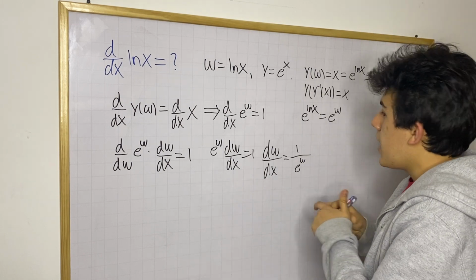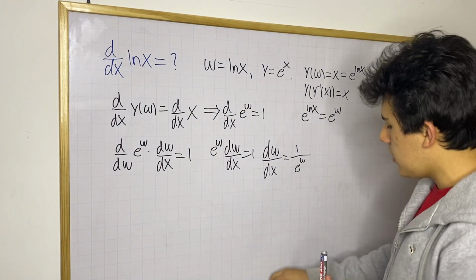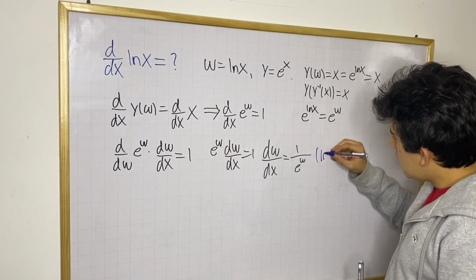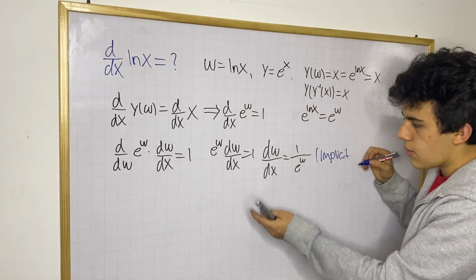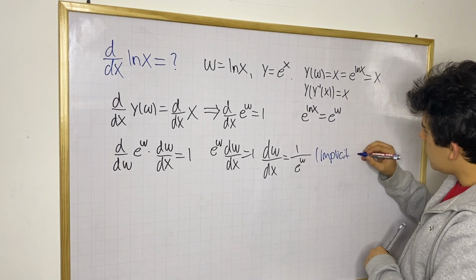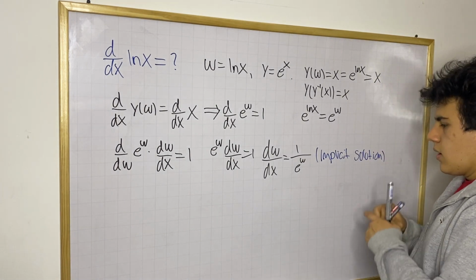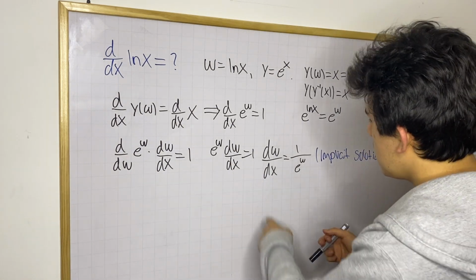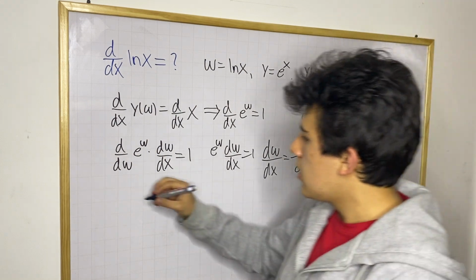Okay? And now I believe you can see what is going to happen. This would be the implicit solution. Let me write that over here. This is the implicit solution because we want to have the derivative in terms of x, but we have the function w in there. So this would be the implicit solution, okay? But we want the explicit solution.